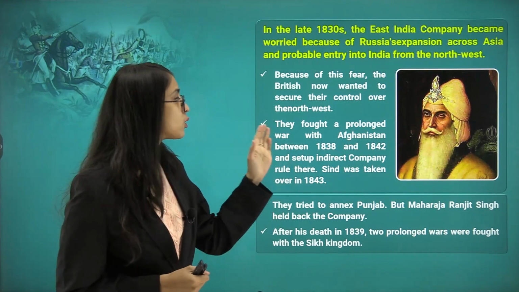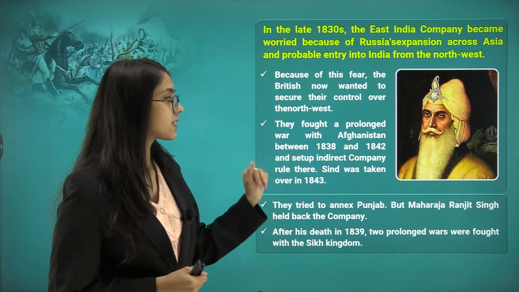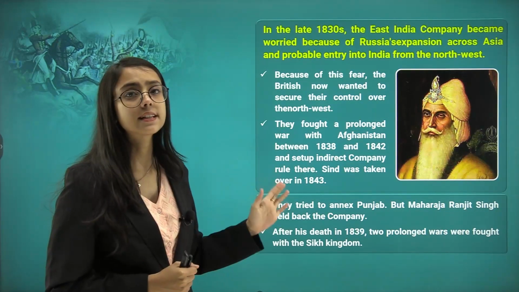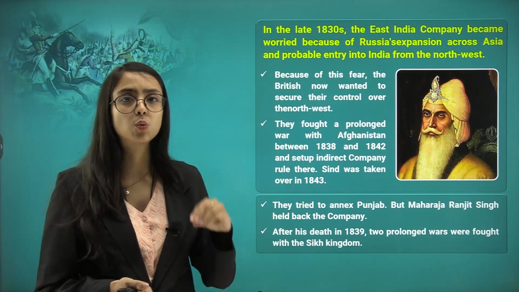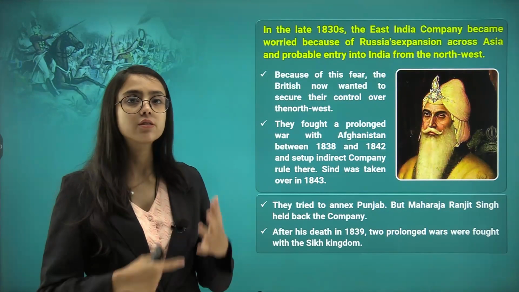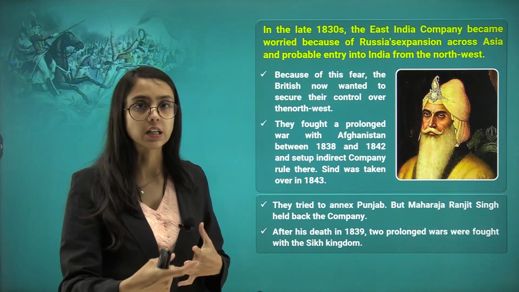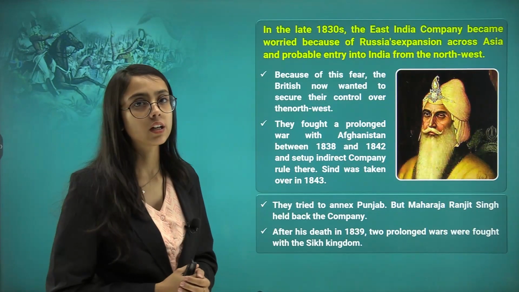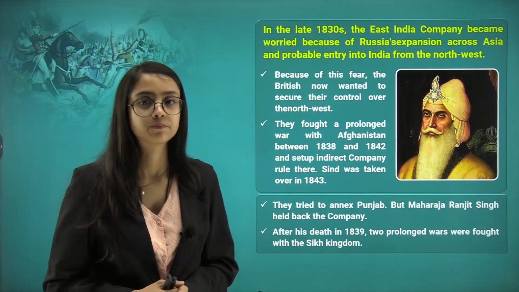They fought a prolonged war with Afghanistan between 1838 and 1842, and they set up indirect company rule there. So it was not direct; it was in collaboration and in the form of alliance with the local bodies that they set up their rule there. Sindh was taken over in 1843.